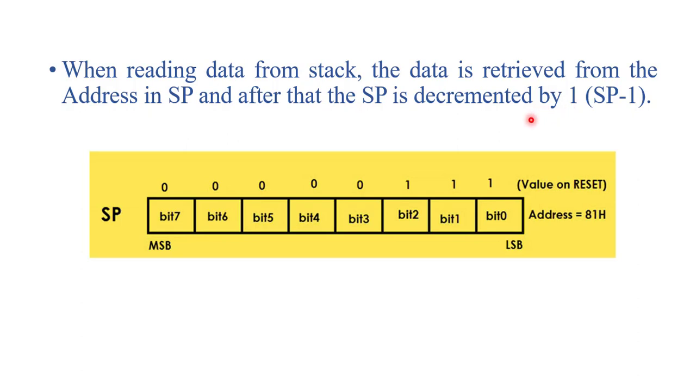So if we store data into the stack, that is called a push operation, and the stack pointer gets incremented. And if we retrieve data from the stack, this is called a pop operation, and in this operation the stack pointer is decremented by 1. So it is an 8-bit register. The physical address of the stack pointer in the special function registers is 81H.